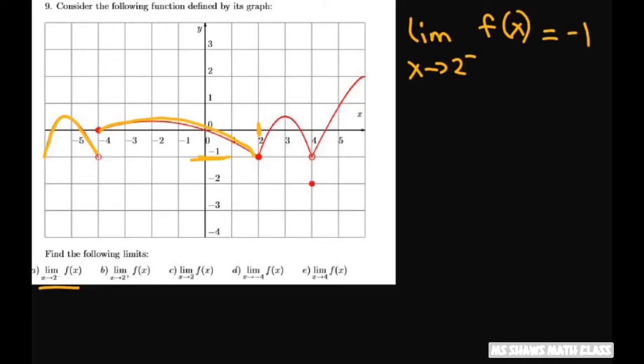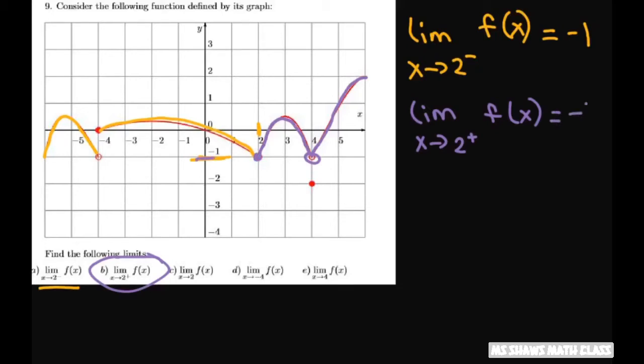Now let's do this one. We want to find the limit as x approaches 2 from the right of f of x. So we're coming here, we're coming from the right. We do have to make a jump because there's a hole here. So you make a jump and come up, and we're going to 2. So we end up at the same place. It's actually closed here, and that's going to equal negative 1.